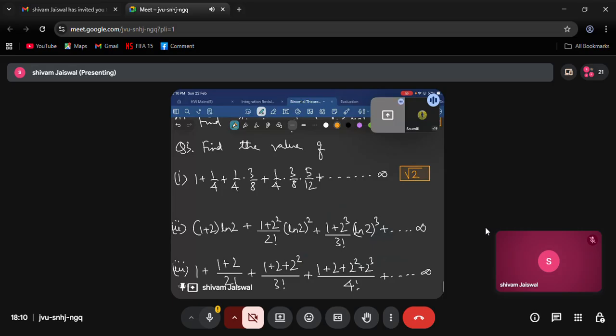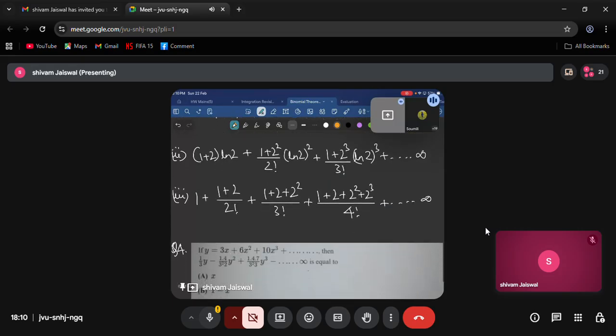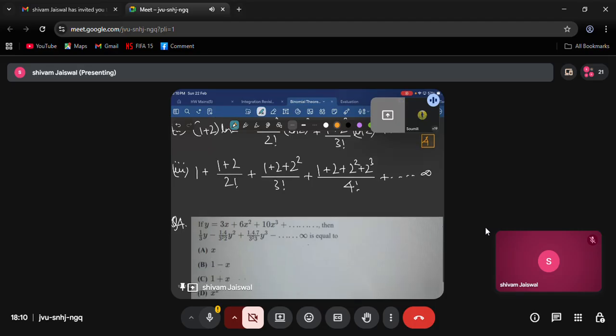3 part 1 is square root of 2. 3 part 2, the answer is coming as 4. Anyone having any doubt, you can ask me now. 3 part 3, I have to check. What did you people get? E square minus E. Tell me.